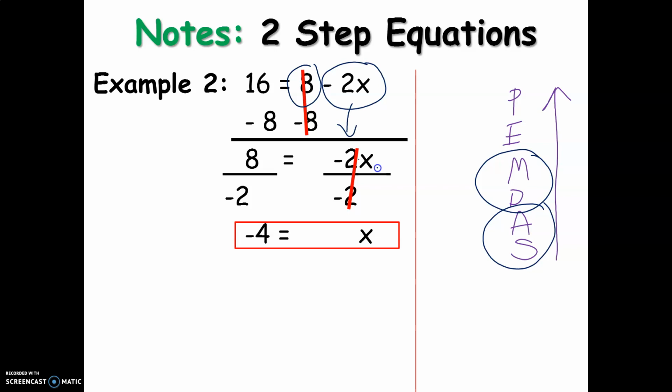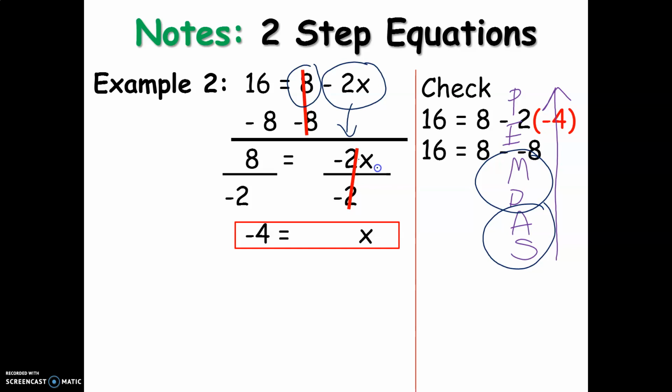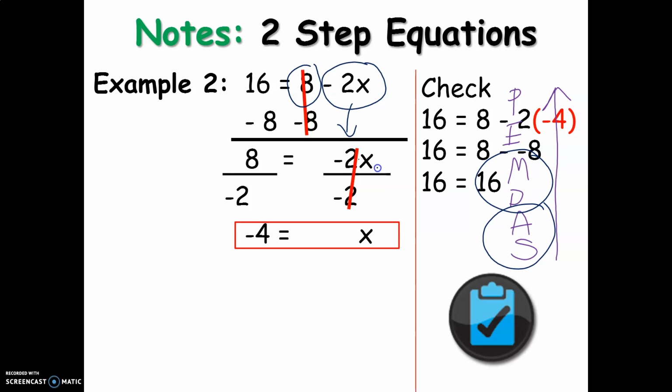Once again, we can check our answer by simply replacing the negative 4 for x. We have 8 minus a negative 2 times a negative 4. A negative times a negative is a positive, so we get 8 minus a negative 8, or 8 plus 8, which is 16, and it checks out.